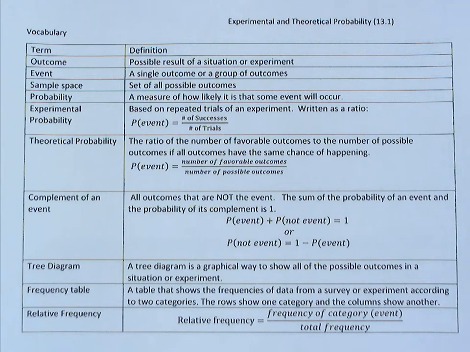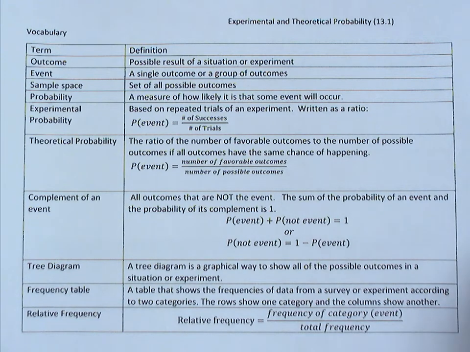We're going to look at a couple of those. A frequency table shows the frequency of data from a survey or experiment according to 2 categories. The rows show one category and the columns show another. We're going to look at one of those. And then we're going to look at relative frequency, which is the frequency of a category or an event over the total frequency, which is very much the same idea as probability, right? How many times it happened over all the total times that could have happened.